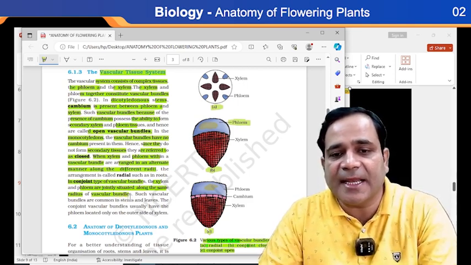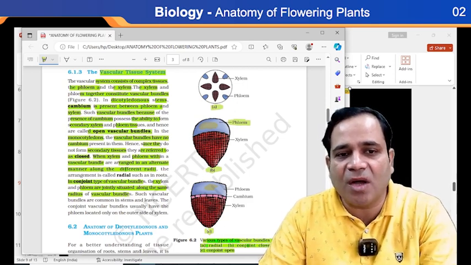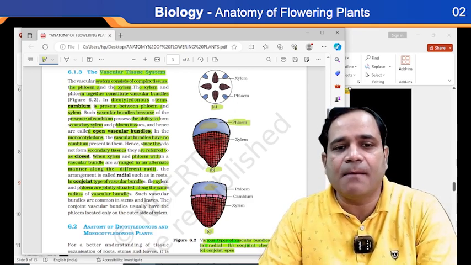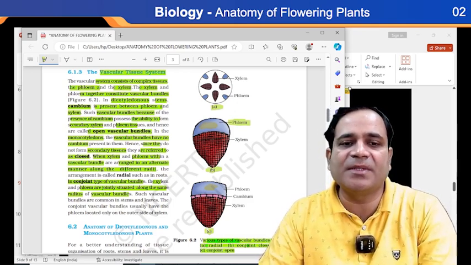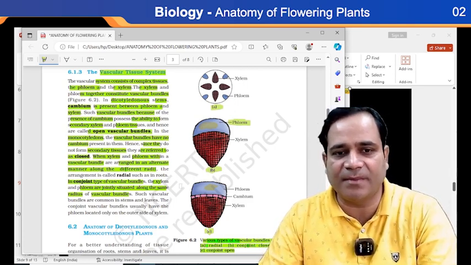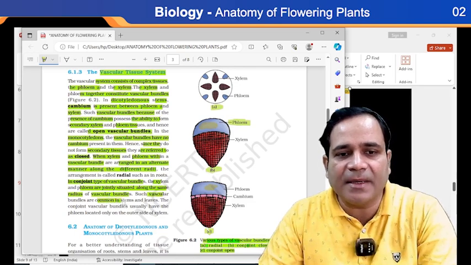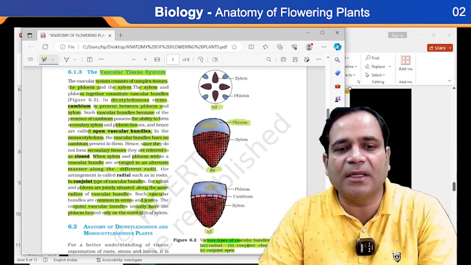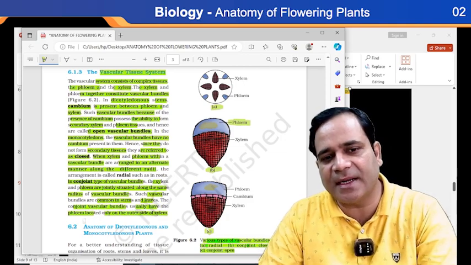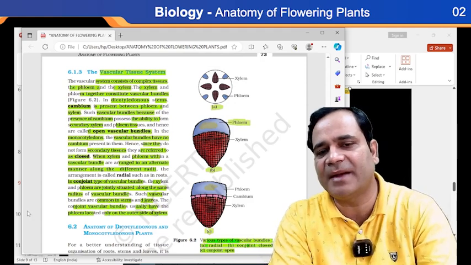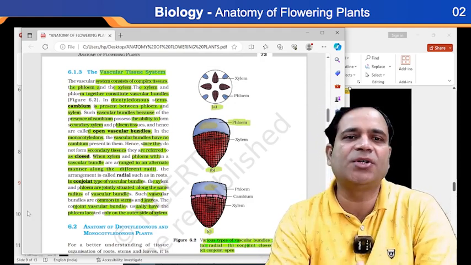If it is along the same radius, then it is known as conjoint. So in the B figure, here are the conjoint vascular bundles. Why do I say conjoint? Because the xylem and phloem are jointly situated along the same radius of the vascular bundle. Such vascular bundles are common in stems and leaves also. The conjoint vascular bundles usually have the phloem located only on the outer side of the xylem. This is a very important point to note, my dear, about how the vascular tissue is arranged.